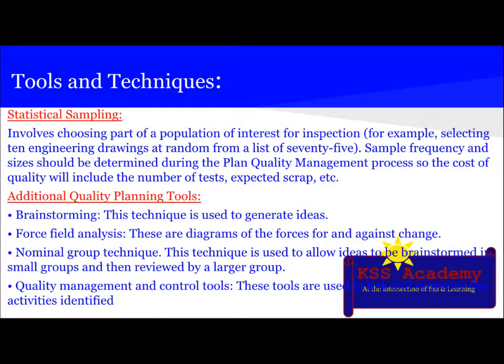The next tool and technique is statistical sampling, which involves choosing part of a population of interest for an inspection, for example, selecting 10 engineering drawings at random from a list of 75. Sample frequency and sizes should be determined during the plan quality management process, so the cost of quality will include the number of tests expected, scrap, etc.